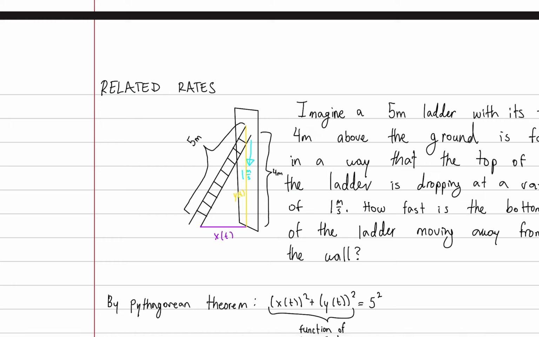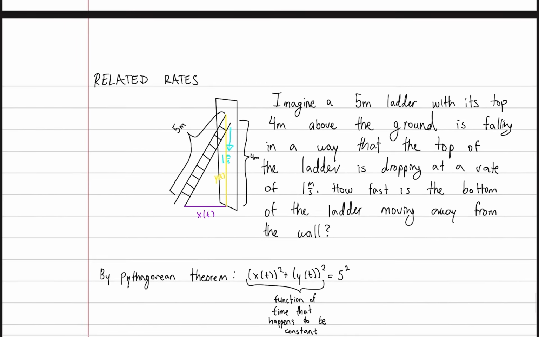It's up against the wall, so we can imagine it sliding down until it just hits the bottom and it's completely flat, 5 meters out. And we want to ask: how fast is the bottom of the ladder moving away from the wall?